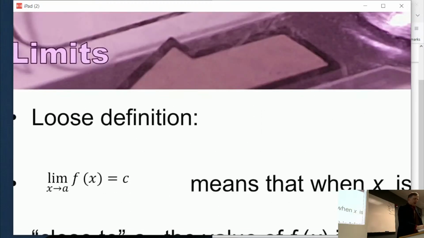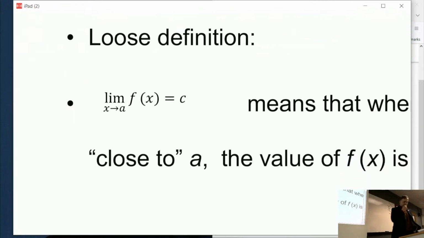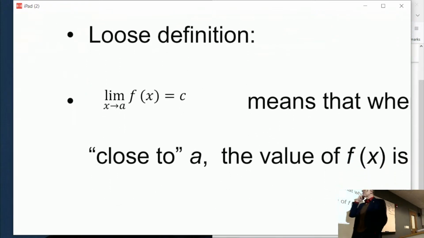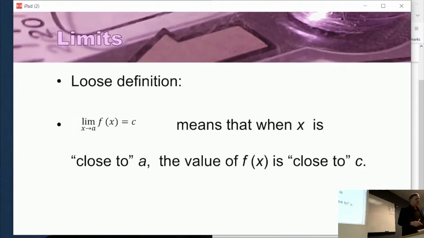We're going to use LIM to represent limit. So LIM as x approaches a. The way that I read this is, I think of this as the limit as x gets close to a of f of x. So that's what I'm interested in. And to say that that limit equals c means that when x is close to a, f of x is close to whatever number, c in this case.